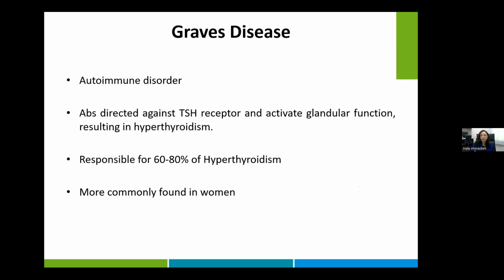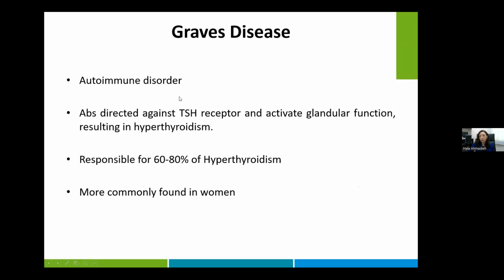Again, Graves' disease is the most common cause of hyperthyroidism. To note that the toxic multinodular goiter may become the most common cause in elderly individuals, especially in areas with iodine deficiency. So back to Graves' disease, it is an autoimmune disease. We have a TSH receptor stimulating antibody, continuously stimulating the TSH receptor and making the thyroid increase its thyroid hormone production. It's actually responsible for 60 to 80% of the cases of hyperthyroidism.